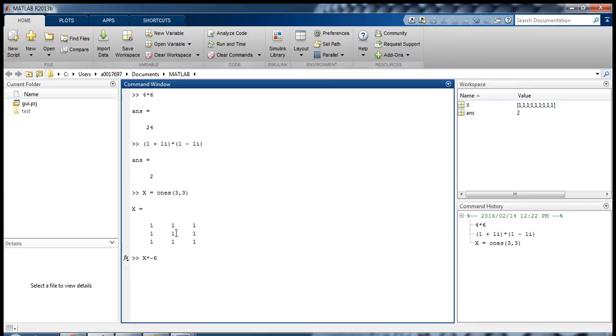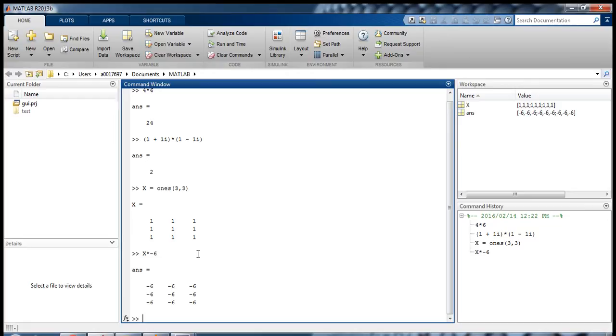What happens now? Now I've got a multiplication between a matrix and a scalar. Well, I know if I had to do that in mathematics, it would be the same as me saying -6 times every element inside that matrix, and that's exactly what MATLAB does as well. It takes the scalar and it multiplies it by every element in x, and since every element is 1, I get -6 everywhere. This doesn't matter, so I can write -6 times x, and it gives me the same result.